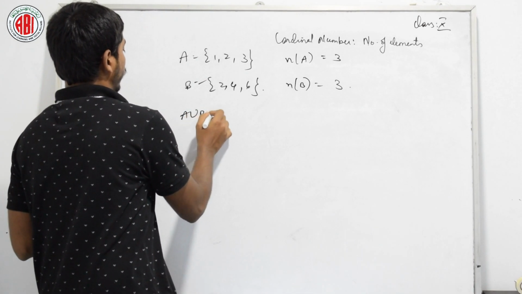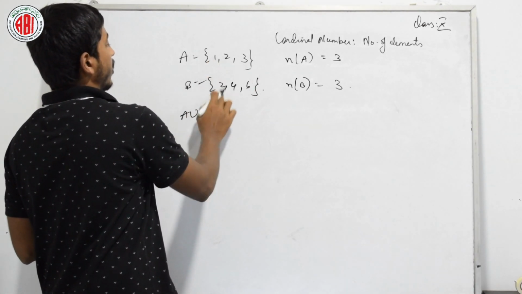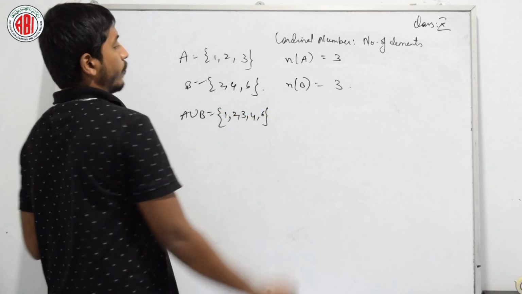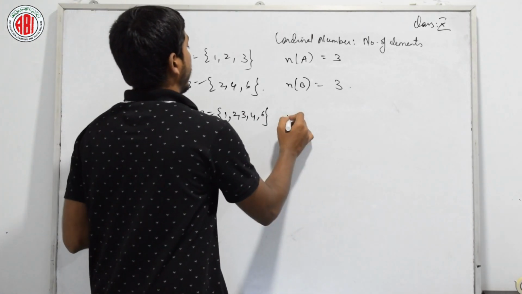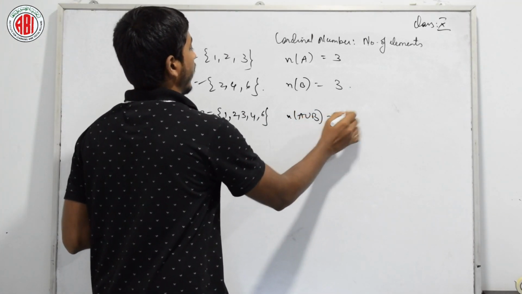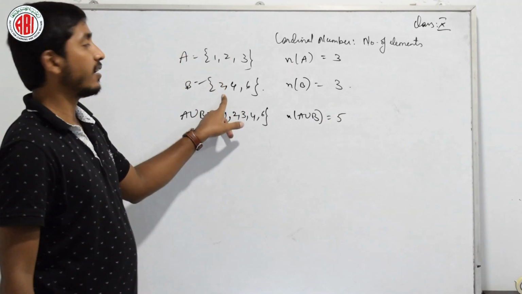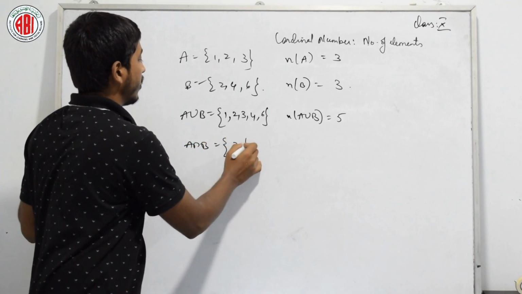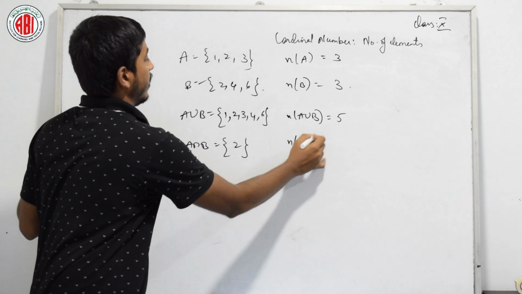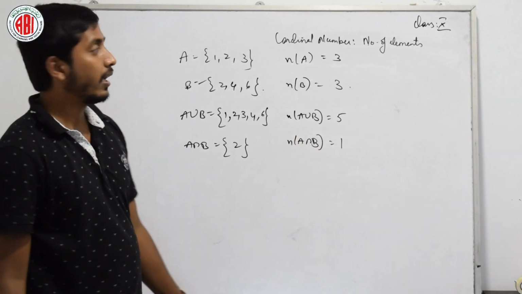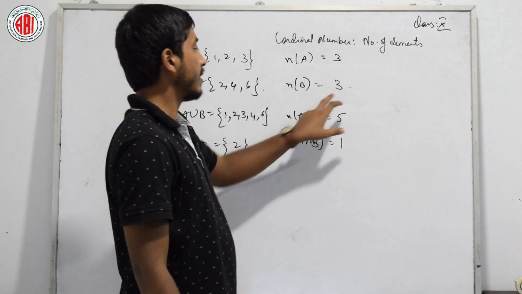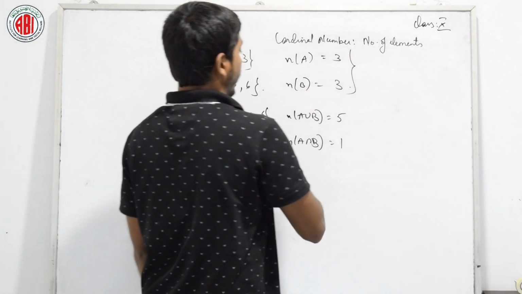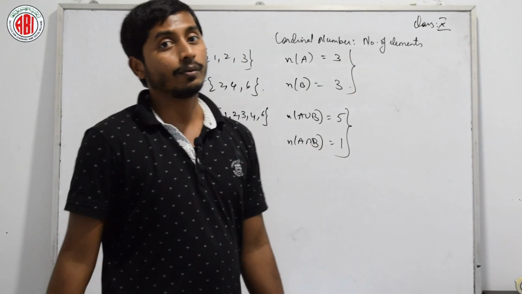What about A union B? Let us find. How many elements are there? 1, 2, 3, 2, 4, 6, so the set is 1, 2, 3, 4, 6. That is n of A union B is equal to 5. Since 2 is common in both the sets, I have written it only once. One more is A intersection B. What are the common elements? Only 2. So n of A intersection B is 1. If you observe, n of A is 3, n of B is 3, union is 5 and intersection is 1. If I add n of A and n of B, it is equal to the sum of union and intersection.